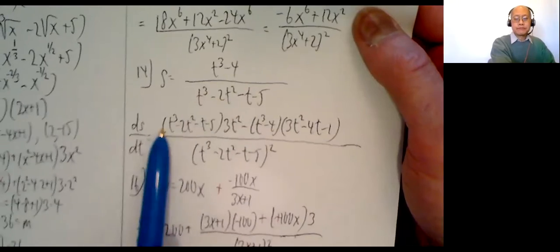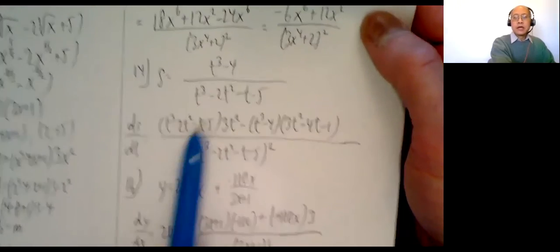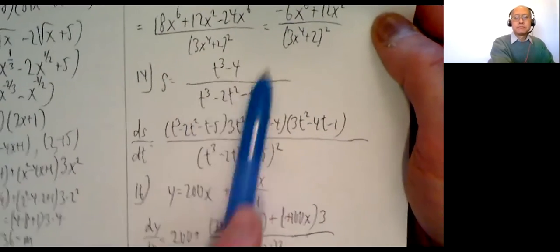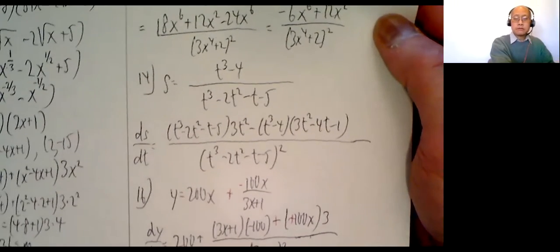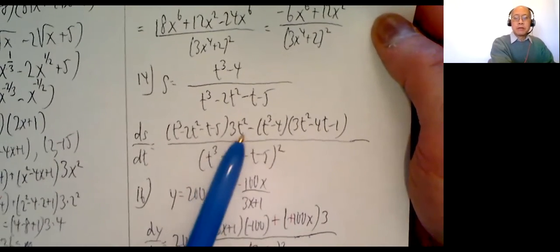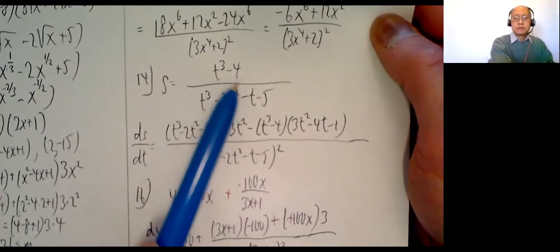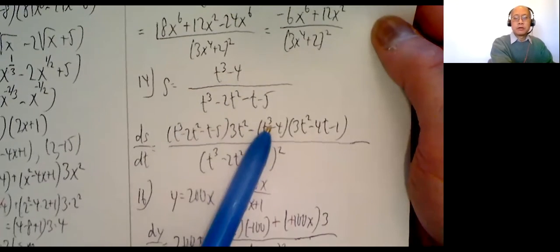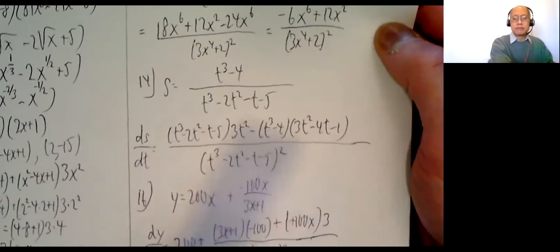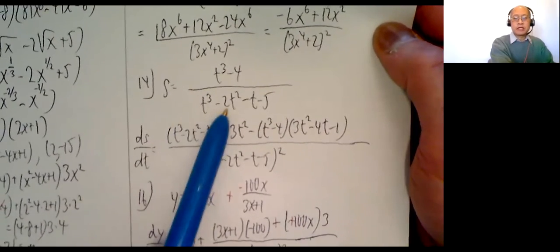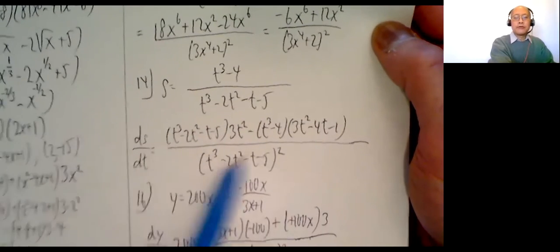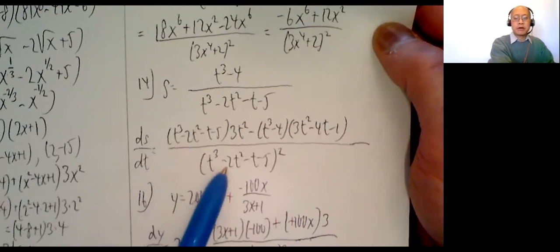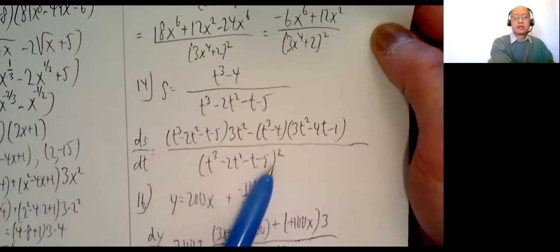Copy the bottom times the derivative of the top, 3t squared, minus the other way around, top, t cubed minus 4, times the derivative of the bottom, 3t squared minus 4t minus 1, all over the square of the denominator. So t cubed minus 2t squared minus t minus 5 squared.